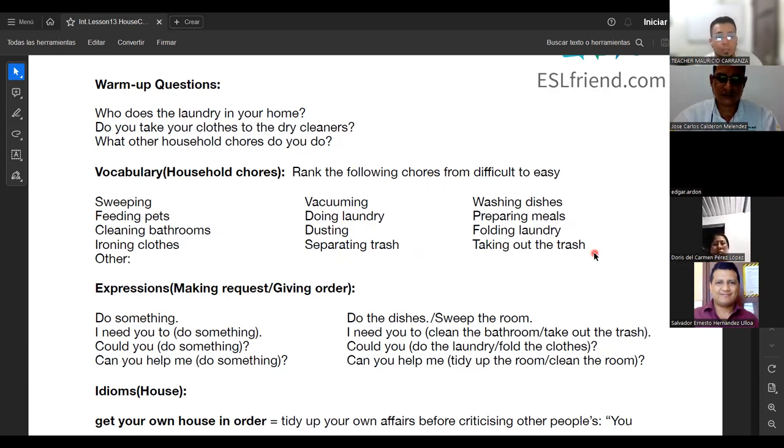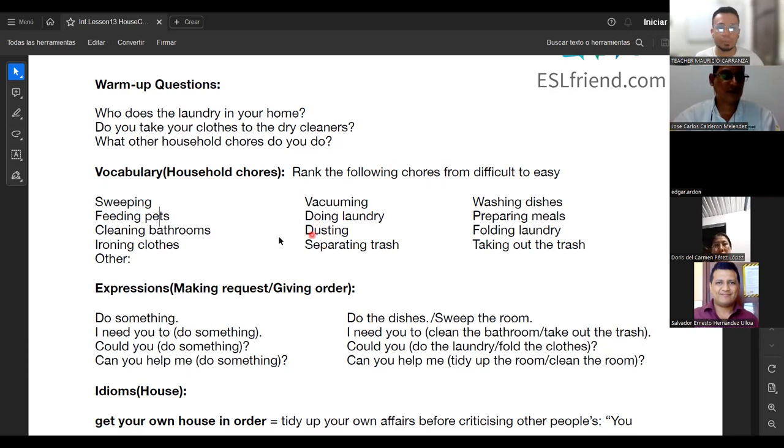Okay, did you find new vocabulary here? Sweeping. This one? Yes, the first one. How can I explain it? When you clean your house, you sweep, and you mop. First you sweep the dust and then you mop. Do you understand? Got it? Yes.